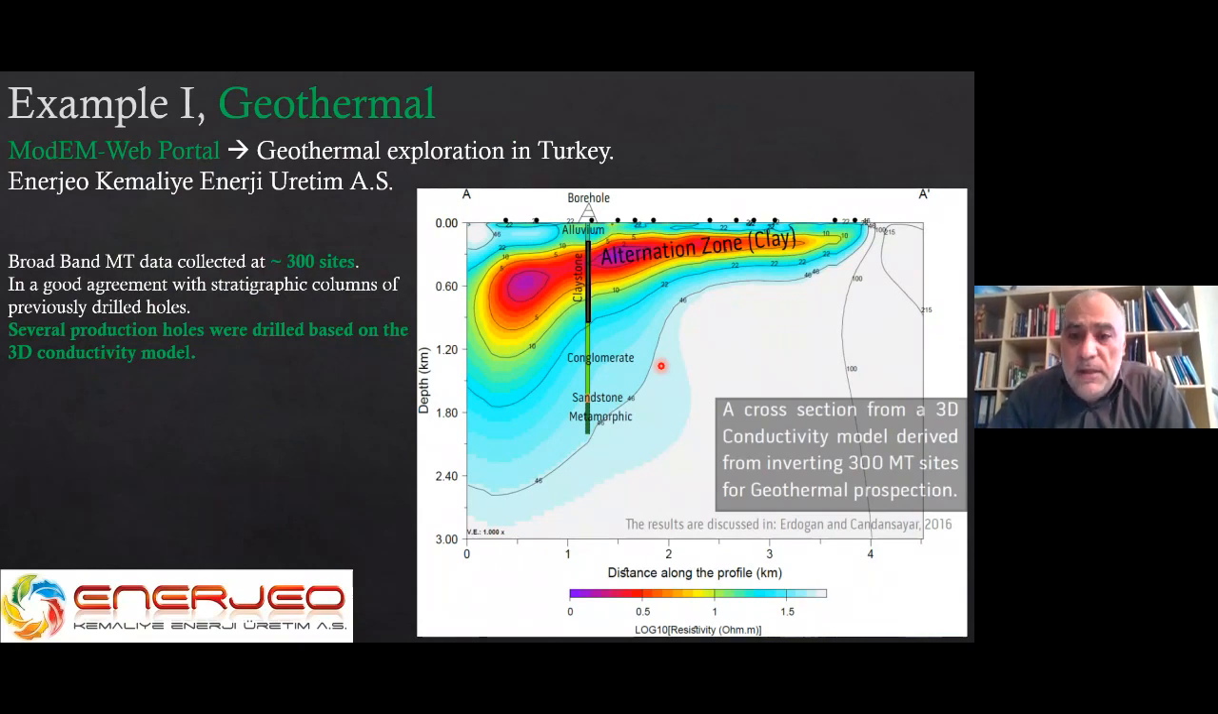Based on the 3D conductivity model obtained in this study, the company went and drilled several production holes.